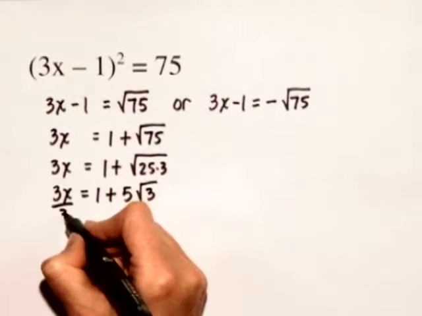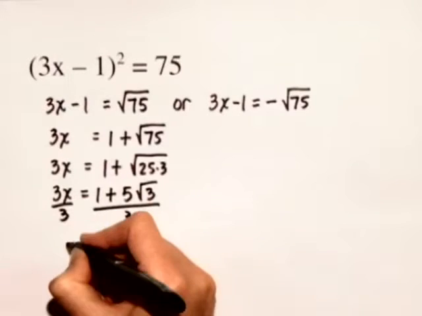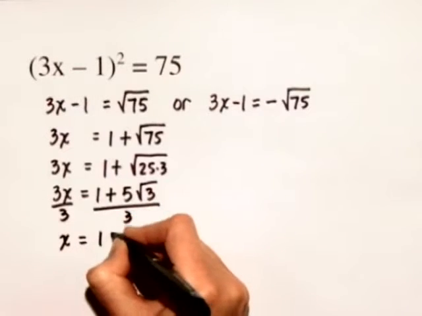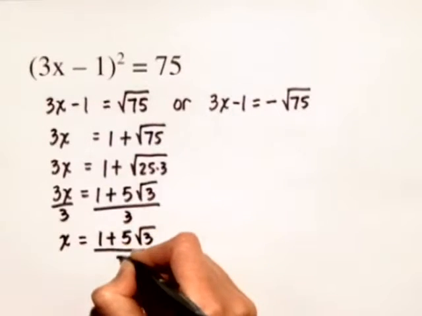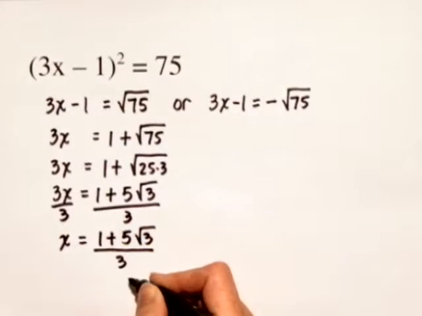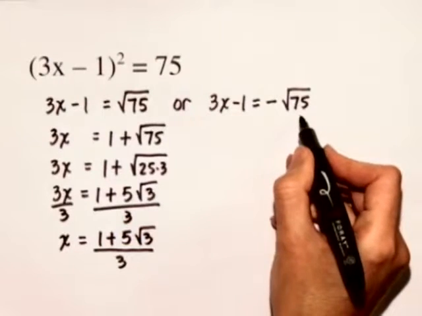And we'll divide both sides of this equation by 3. So x is equal to 1 plus 5 times the square root of 3, all divided by 3, is one of our solutions. Let's go to the second equation.